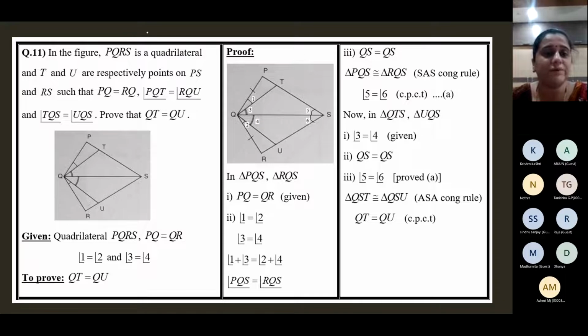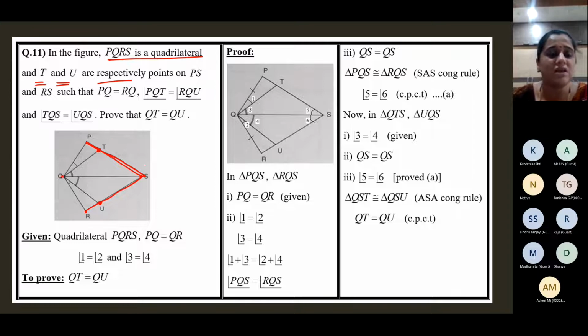So in this figure, PQRS is a quadrilateral. See the vertices P, Q, R, S. T and U are respectively points on the sides PS and RS. See, T is a point on the side PS. U is a point on the side RS.